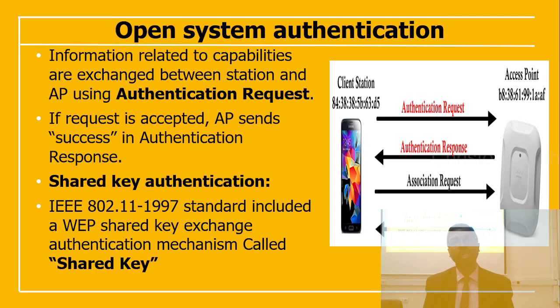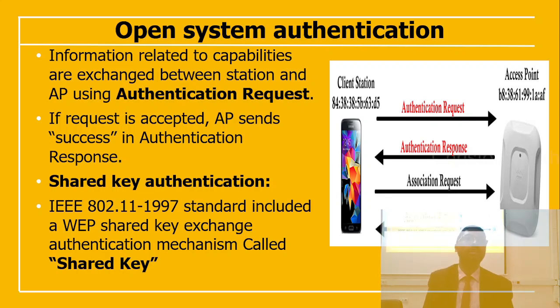Information related to the capabilities is exchanged between the station and the access point using the authentication request. So the client station sends an authentication request, gets an authentication response, then sends an association request, then gets an association response from the access point. If the request is accepted, the access point will send success in the response.